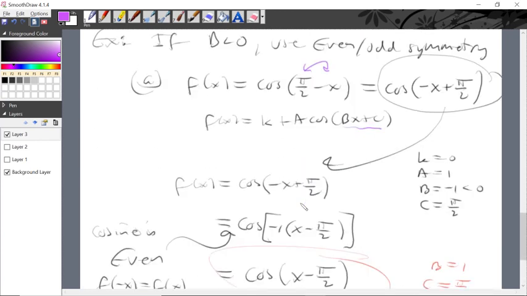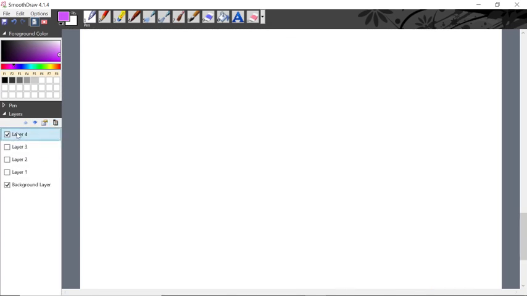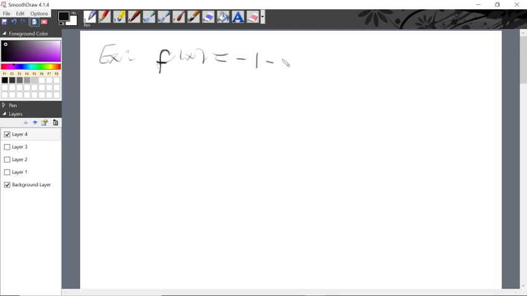So here's how we can use even and odd symmetry in order to simplify before we continue with our analysis. What would it look like if we did this with a sine function instead? Let's say we're given f of x is equal to negative 1 minus 5 times the sine of negative pi x plus pi. How about something like that? Lots of negatives floating around in there.